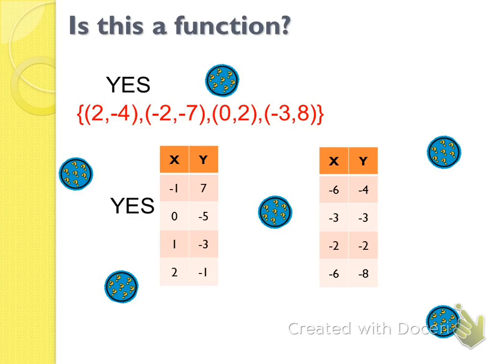How about this one? Oh, so great. You're right. That's no, it's not a function. To where negative 6 shows up 2 times. And the first time negative 6 is negative 4. Second time negative 6 is negative 8. Therefore, no, this is not a function.